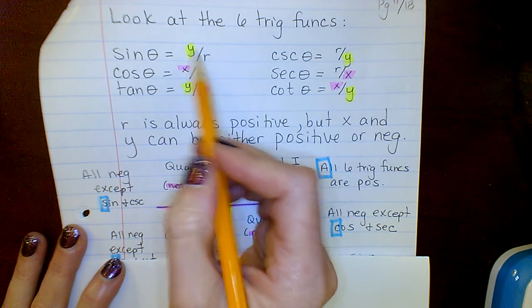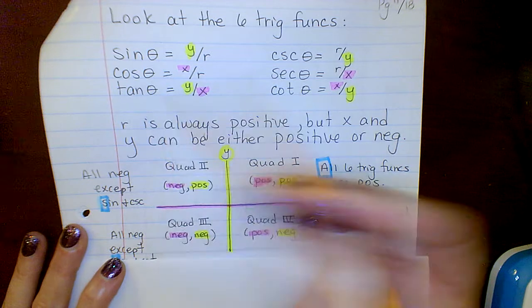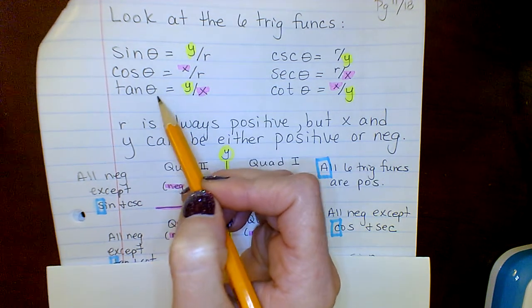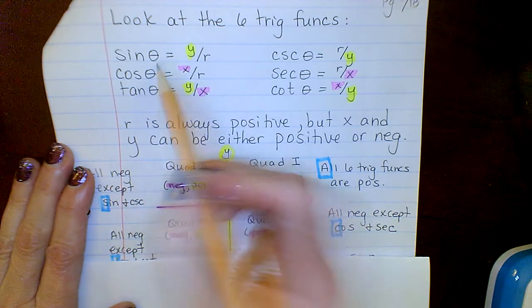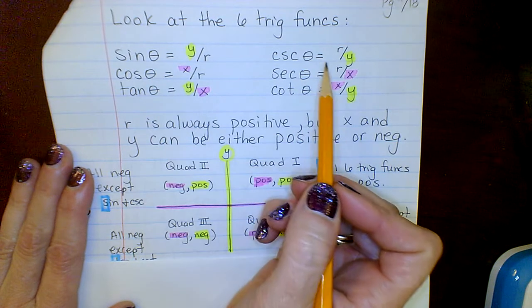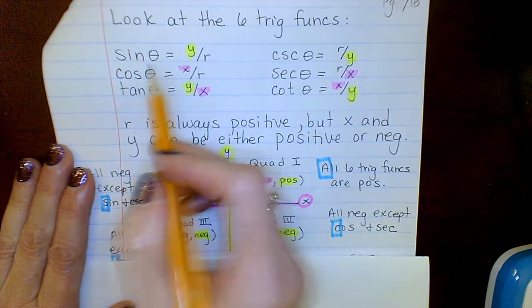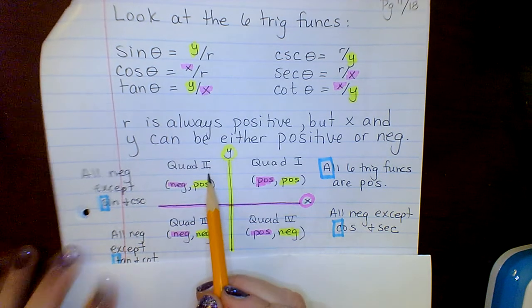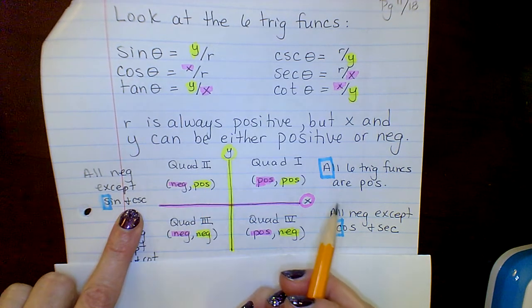A lot of times you'll hear me talk about these 3, because depending on the sign of these, if this is positive, then so is its reciprocal. Its reciprocal doesn't change the positive or negative. So we get in quadrant 2 that all 6 trig functions are negative except sine and its reciprocal.